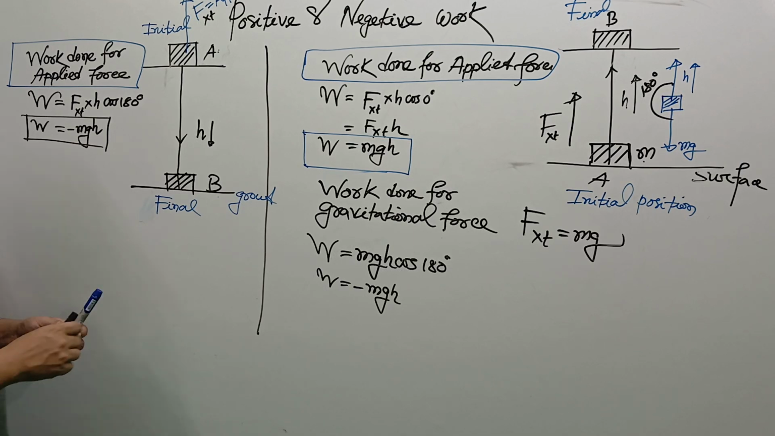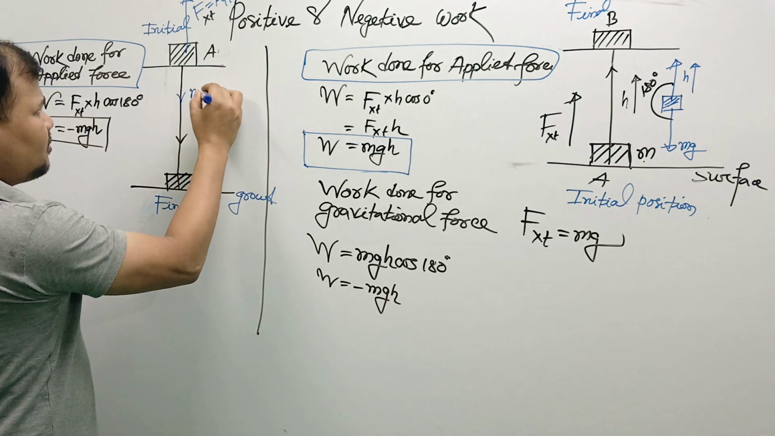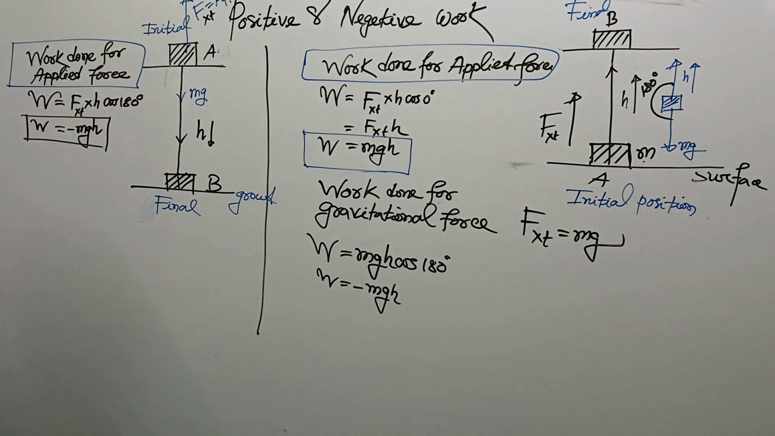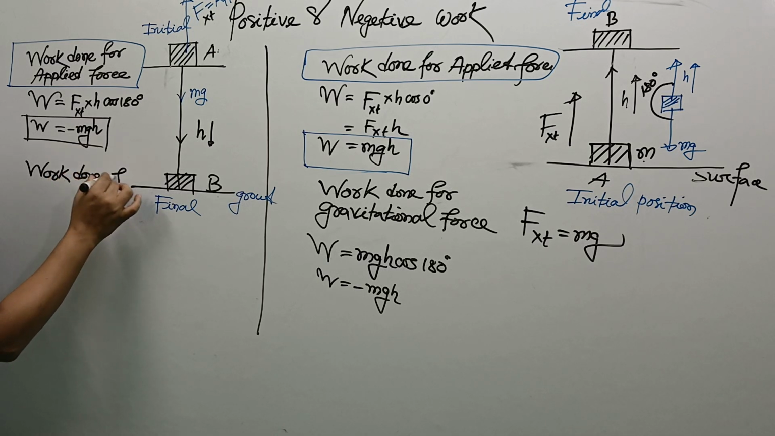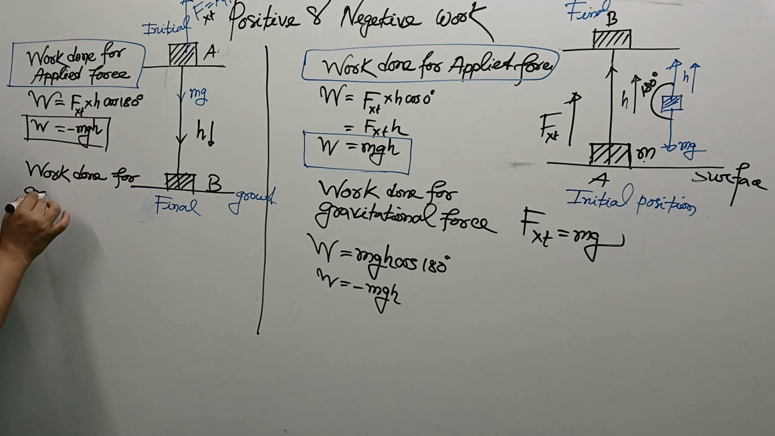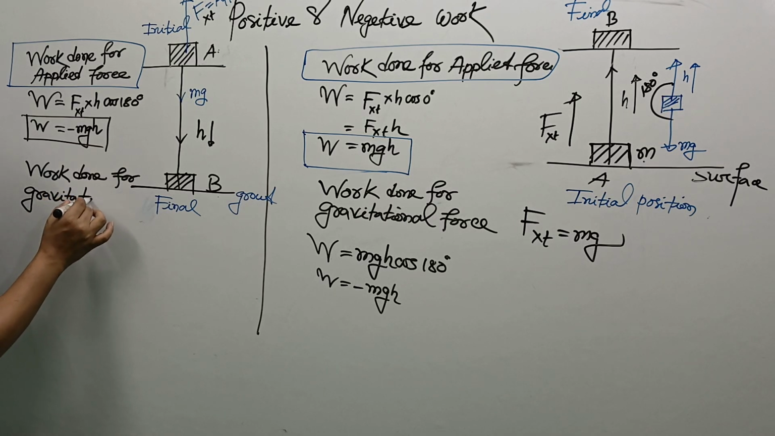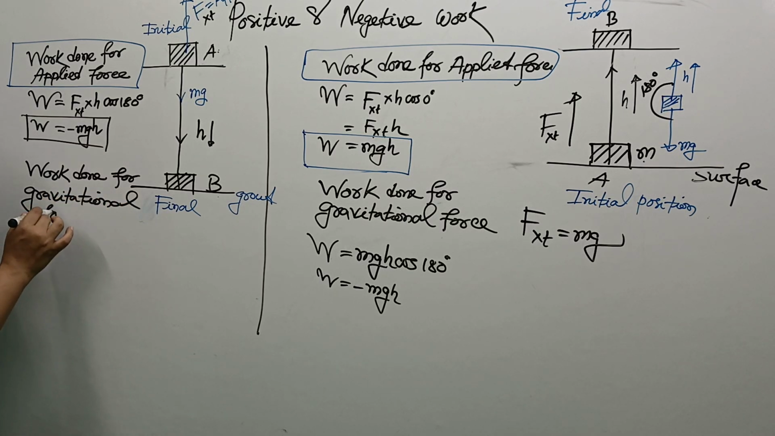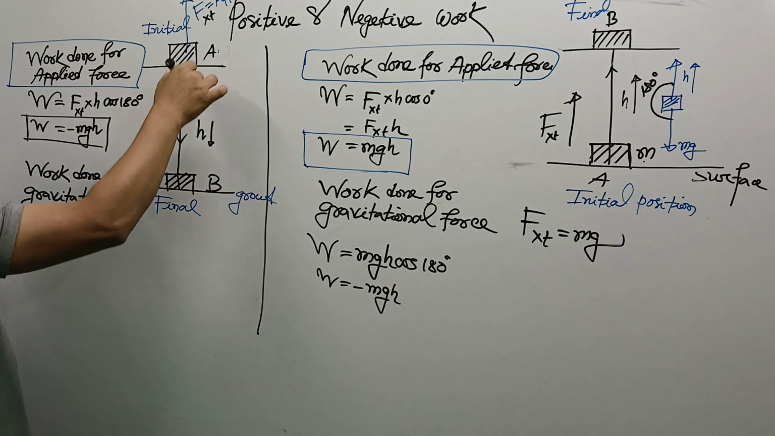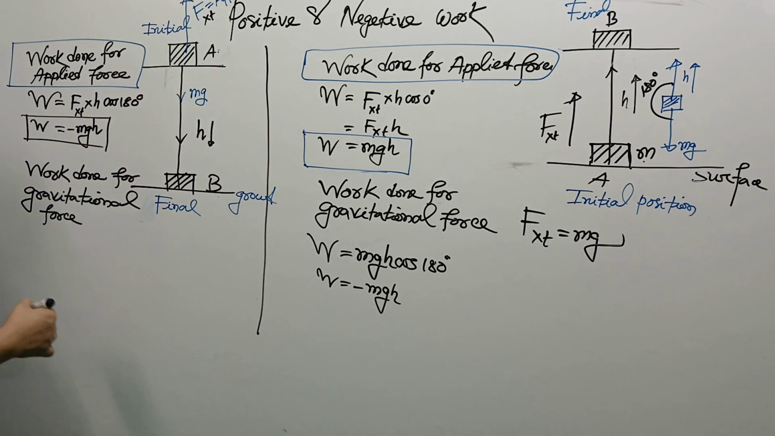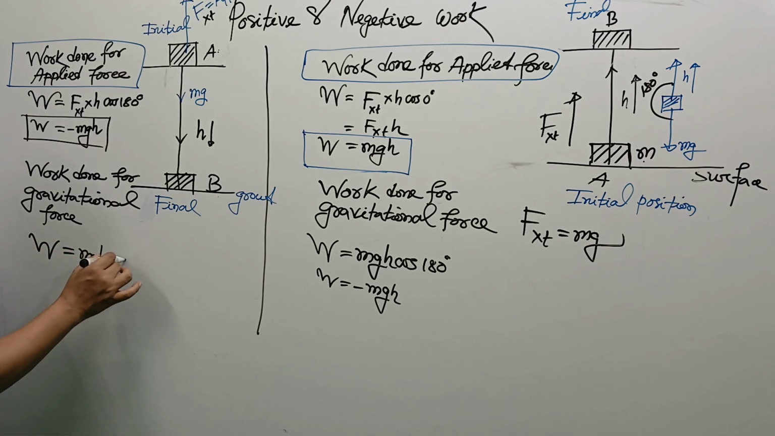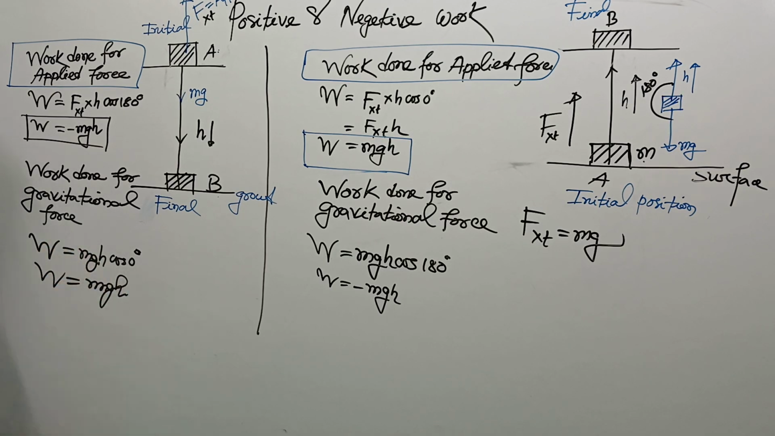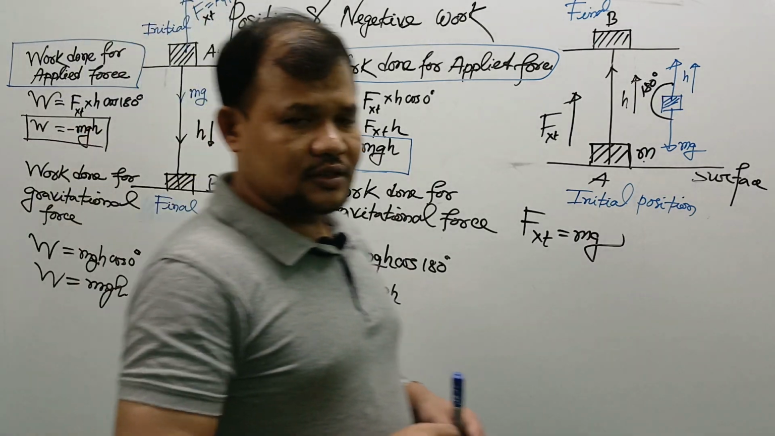But if we think of the direction of gravity, mg downward, and we measure the work done for the gravitational force, as the direction of the gravitational force mg is downward and the displacement direction is also the same, in this case the work done will be mg s cos 0. So we can write here mg s. This is the example of positive and negative work.